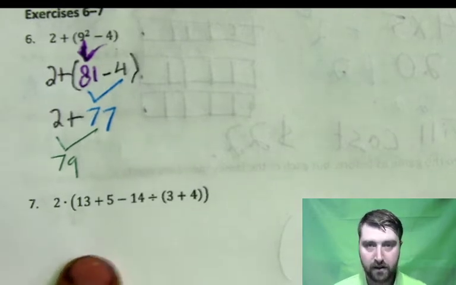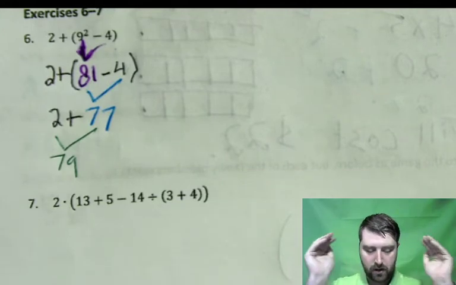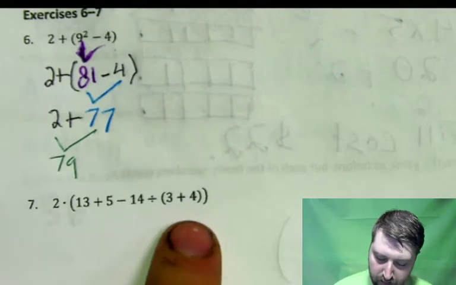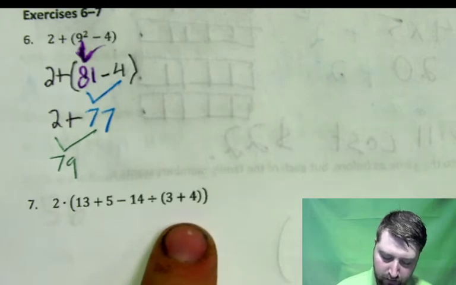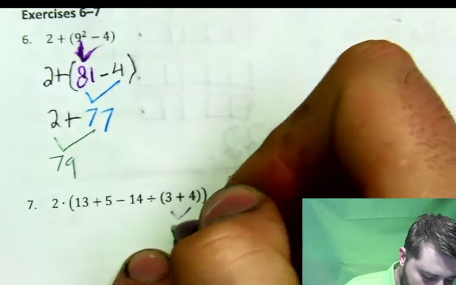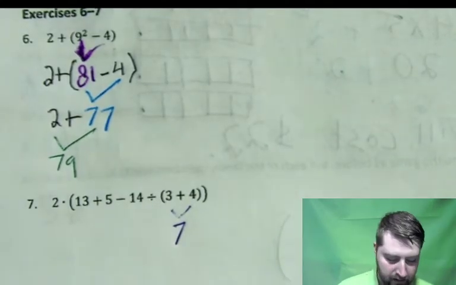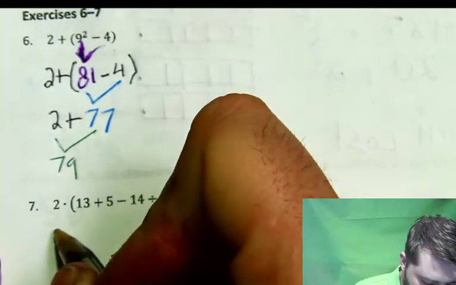And then this next one, there are 2 sets of parentheses. We've got to start with the ones in the middle first and then work our way out. So we are going to do 3 plus 4 first. And 3 plus 4 is 7.